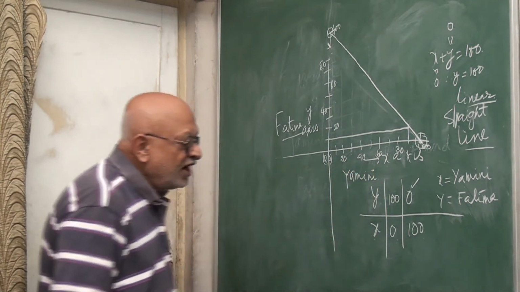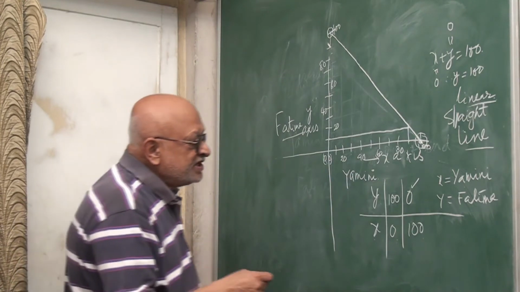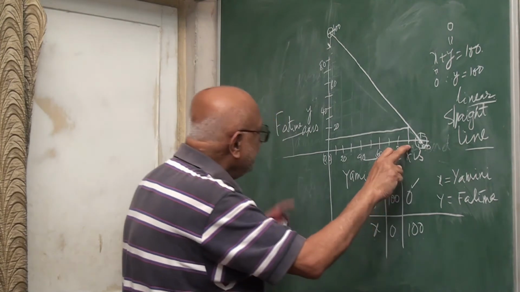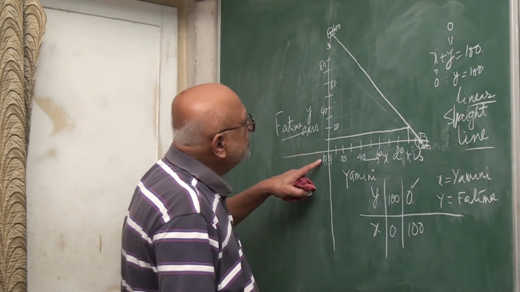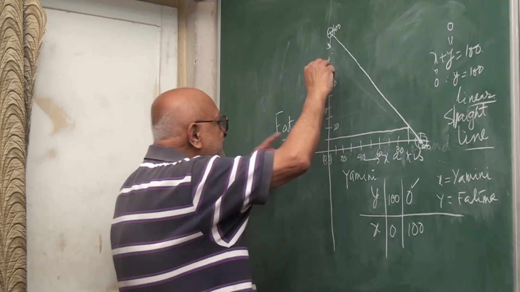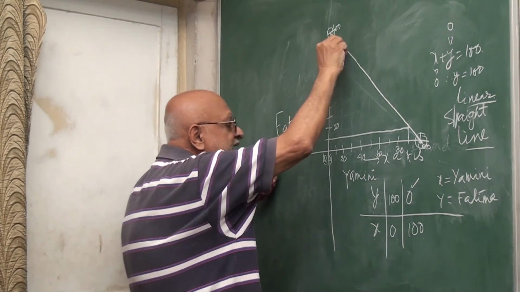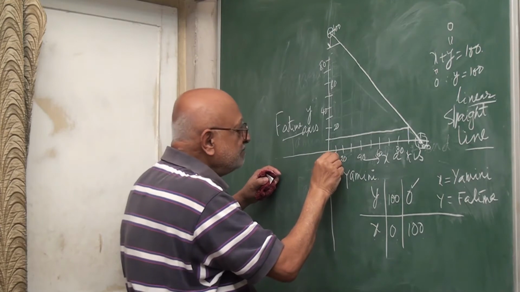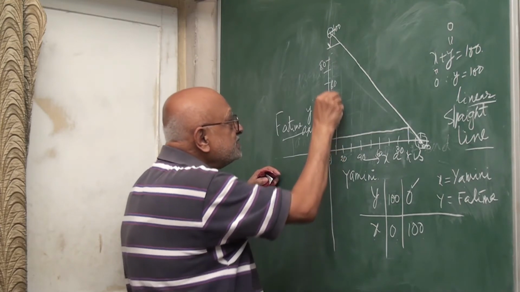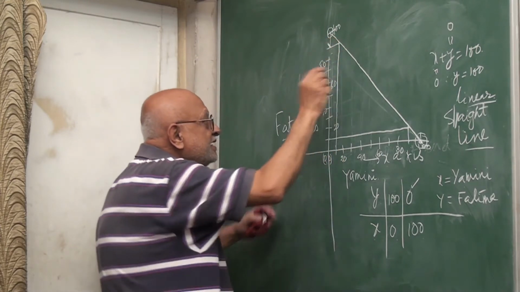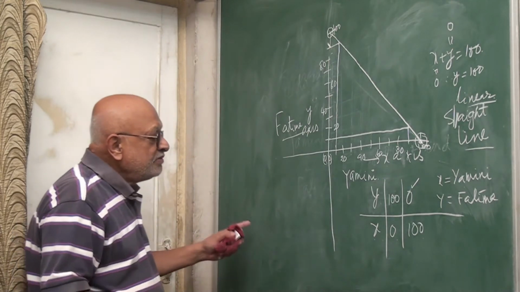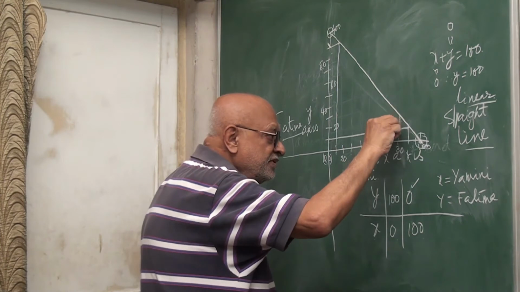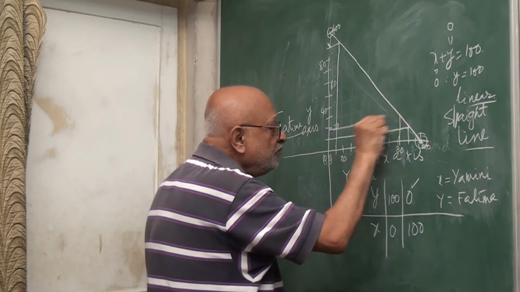So one set of things is that Yamini paid 90 rupees and Fatima paid 10 rupees. Or there is a possibility that Fatima paid 90 rupees and Yamini paid only 10 rupees. Okay, so 90 and 10 both will become 100. So there are 100 possibilities, infinite possibilities of who paid how much.